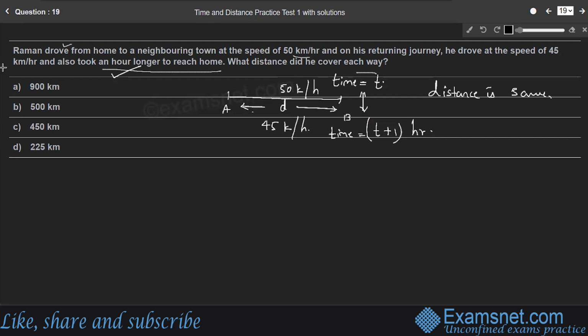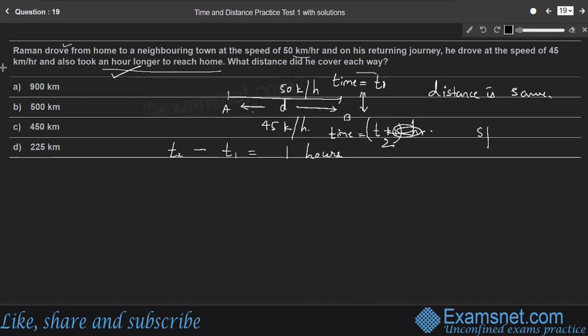Right? If you consider T1 as the time taken by him in the first case and T2 as the time taken by him in the second case, then here T2 is greater than T1, right? In the second case, he takes more time, right? So T2 minus T1 is equal to 1 hour. Right? While coming back, he took more time, right? T2 minus T1 is equal to 1 hour. What is T2 in terms of speed and distance?